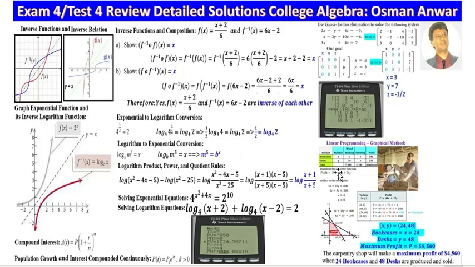Therefore, we're going to evaluate the objective function, which is the profit, at the corners of the feasibility region to find the maximum and minimum profit. And it happened to be at x, y, where x is bookcases, y is desks. He has to produce 24 bookcases and 48 desks to get a maximum profit of 4,560. That is, the carpenter shop will make a maximum profit of 4,560 when 24 bookcases and 48 desks are produced and sold.